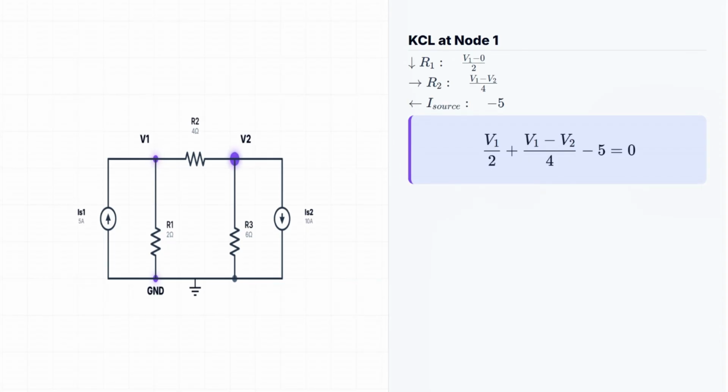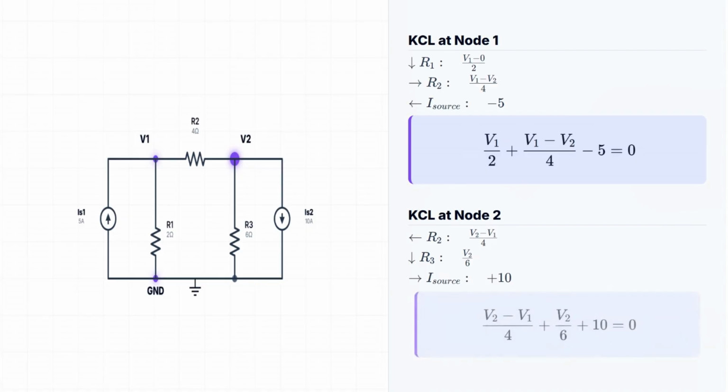Now for node 2. Standing at node 2, current left, (V2 minus V1) over 4. Current down, (V2 minus 0) over 6. Current source is leaving, so we write plus 10 amps. Equation 2: (V2 minus V1) over 4 plus V2 over 6 plus 10 equals 0. 2 unknowns, 2 equations, we solve.